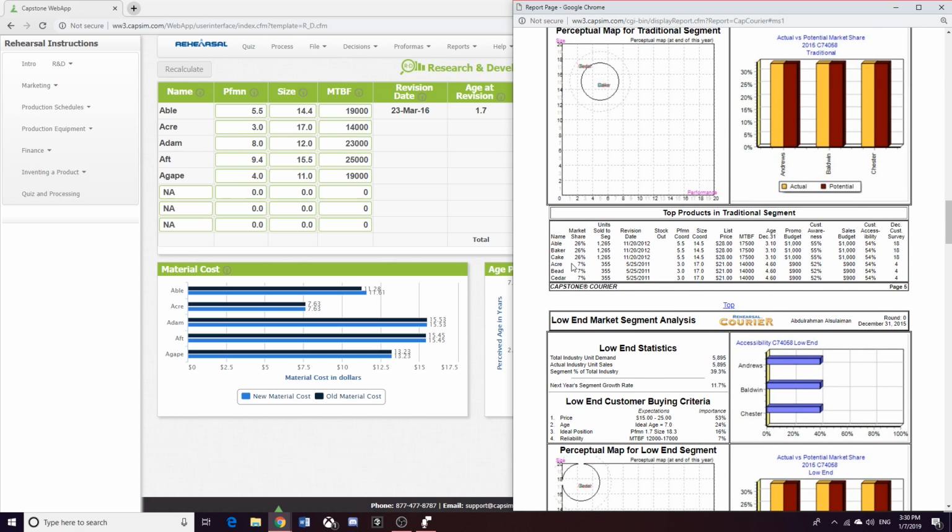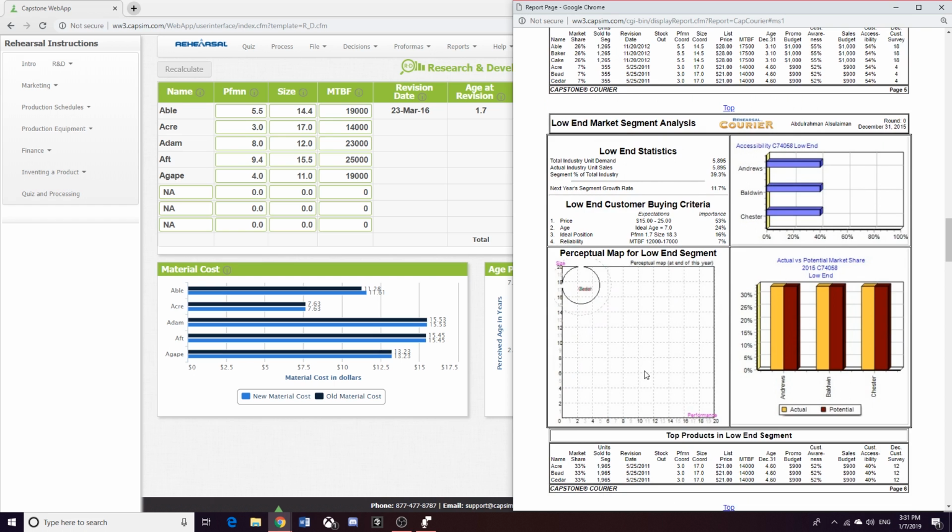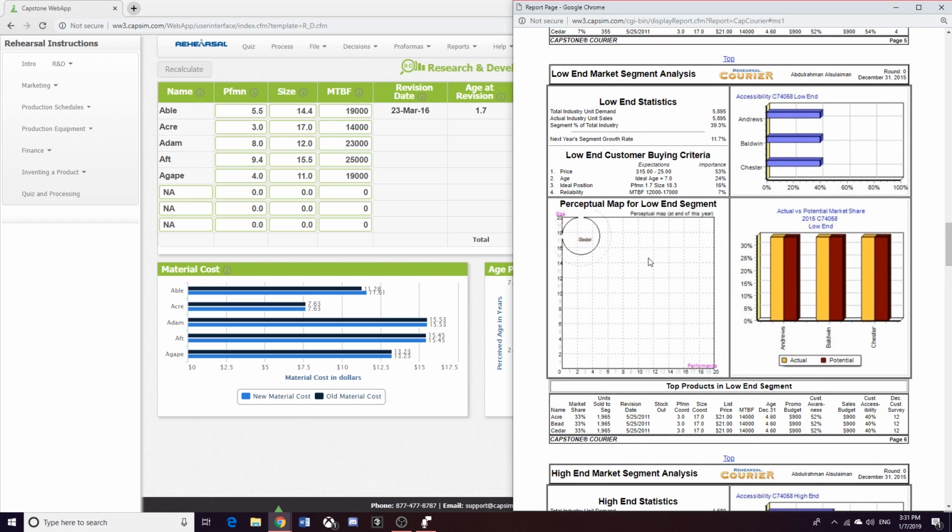Acre has 7% in the traditional, but again, remember, the segments are gonna move far from each other, so it's not gonna have the market share in there. Okay, so it's a low end segment product. So okay, let's go and say, okay, how can we position performance and size and MTBF?